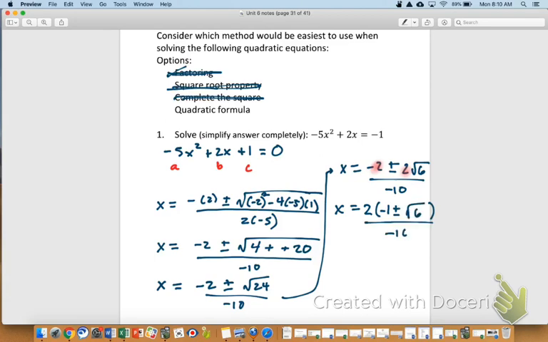All over negative 10. Now here's the final simplification. Wouldn't the 2 over negative 10, like 2/10? That would simplify, right? Common factor of 2. X equals then negative 1 plus or minus root 6 over negative 5. There's other ways to write that too. You might have had possibly 1 plus or minus root 6 over positive 5. That would work too.